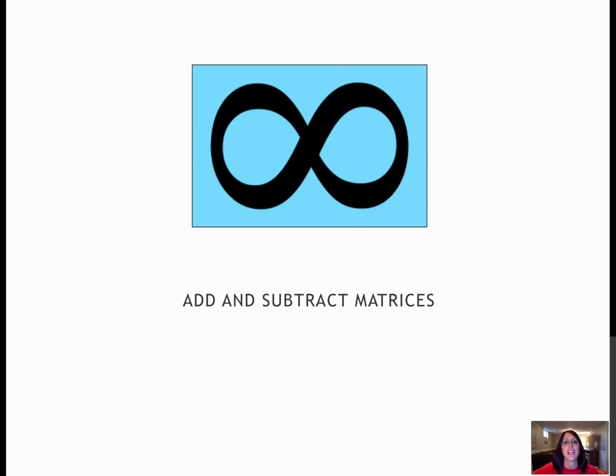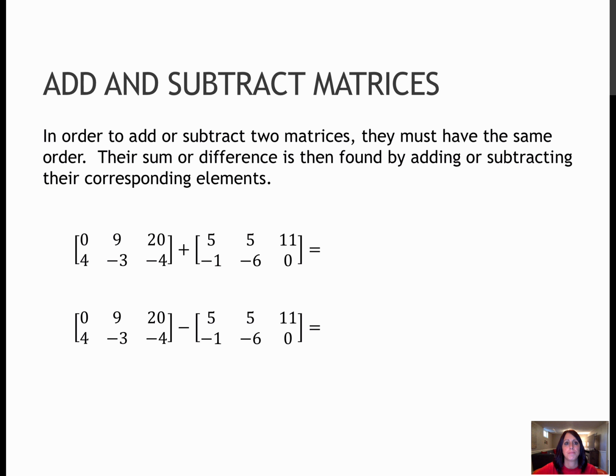In this lesson, we will add and subtract matrices. When you add and subtract matrices, we need to make sure that they have the same order. In essence, what that means is they need to be exactly the same size. And if they are the same size, we find the sum or difference by adding or subtracting the elements that are in the same position.